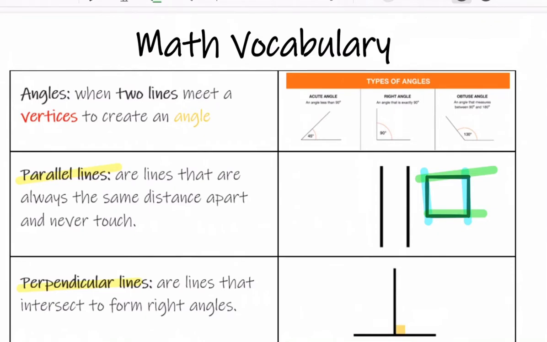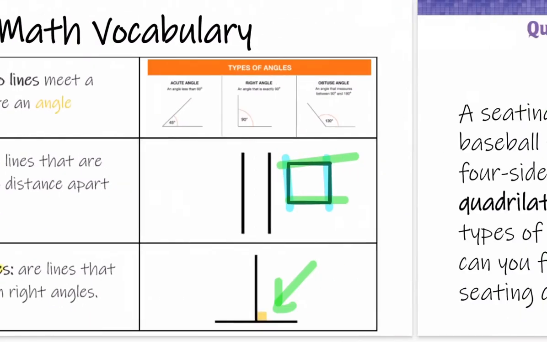Perpendicular lines are important today as well. You're going to know that perpendicular lines are lines that intersect to form a right angle. So anytime you see this, you know it's a right angle because it has a square. And squares, by definition, have 4 perpendicular lines or 4 right angles. And so we're going to dive in.